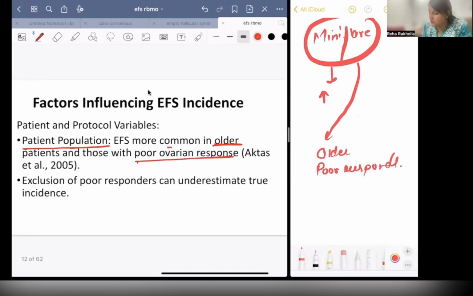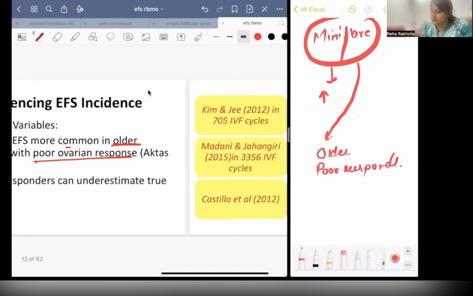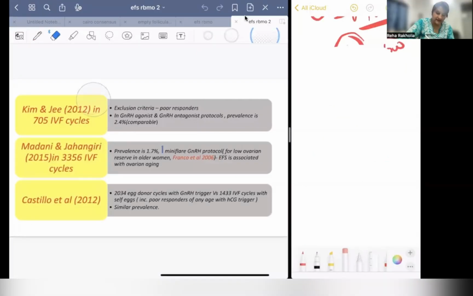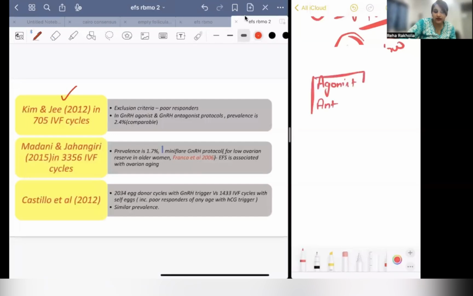Exclusion of poor responders can underestimate the true incidence. Now there are three studies explained here. First is Kim and Z's. In this, it tells about agonist and antagonist protocols, and it has excluded the poor responders. It says that agonist and antagonist protocols both have similar prevalence of EFS.